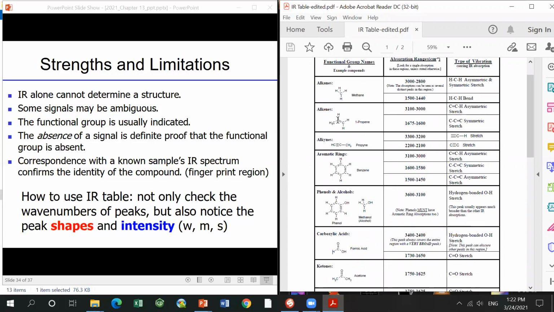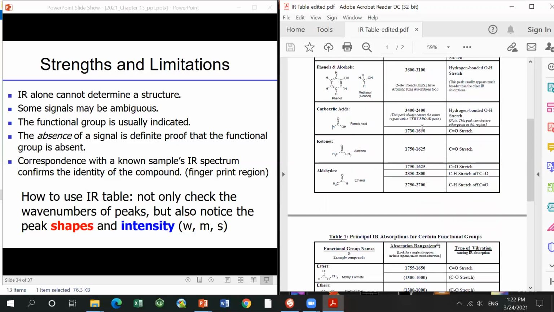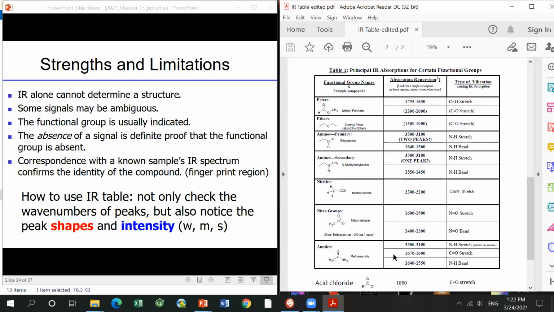For the alkane kind of peak, normally I will say weak to medium, but for the amide C=O stretching it will be strong. By that you can distinguish these two different compounds. So please keep in mind both shapes and also intensities.